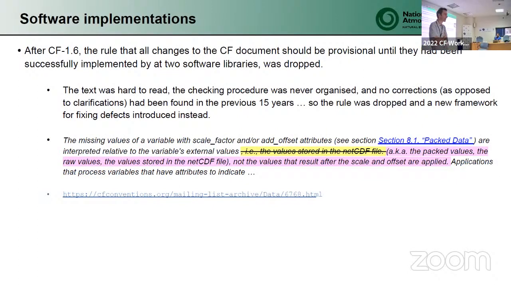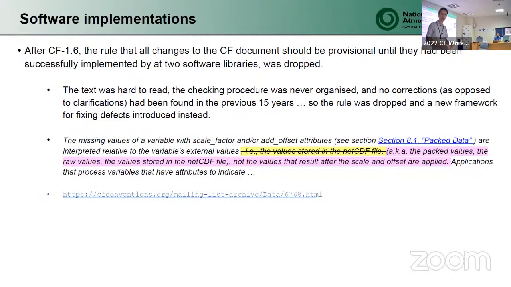So this got me thinking, and I think this was talked about a little bit when these defects were uncovered. Going back a bit of history, up until 1.7, there was a rule in the CF conventions that said all changes to the document are provisional until they've been proven by 2 software implementations. And this was obviously a sort of check and balance. And this rule was dropped in 2015 after a very considered and careful discussion on the email list.